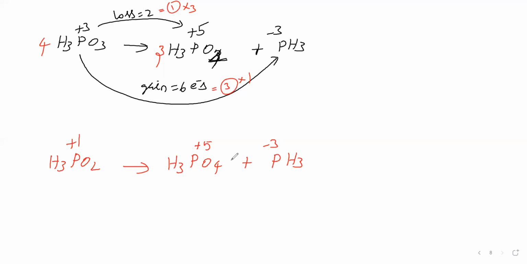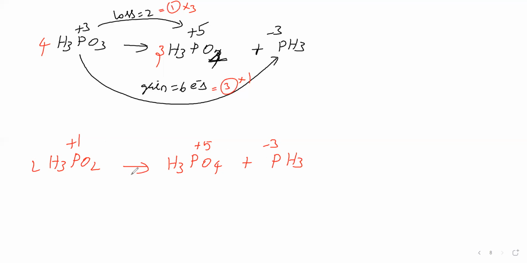Now let us balance this one. Here +1 converting into +5 means loss is equal to 4 electrons. +1 converting into -3 means gain is equal to 4 electrons. Loss and gain are equal. Therefore phosphorus is balanced. Oxygen: here 4 oxygen, but here 2. Therefore multiply with 2. Hydrogen 6, here also 6. It is also balanced.